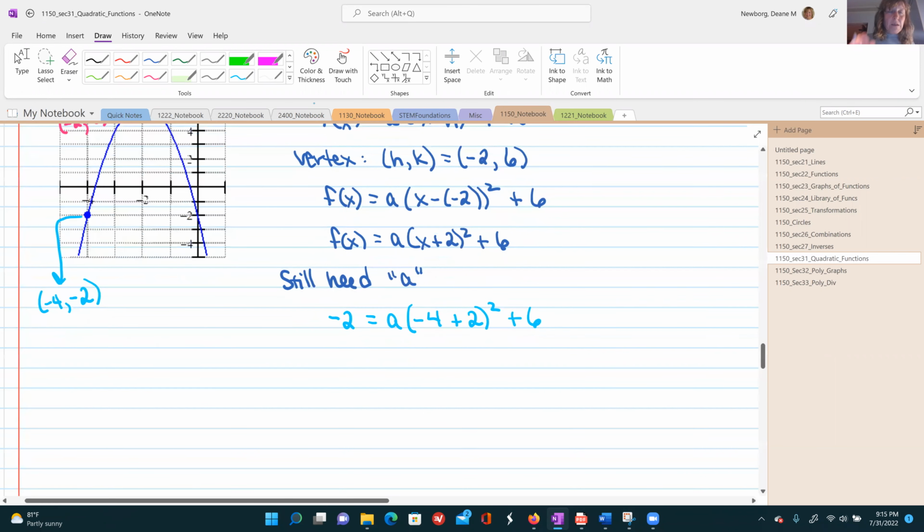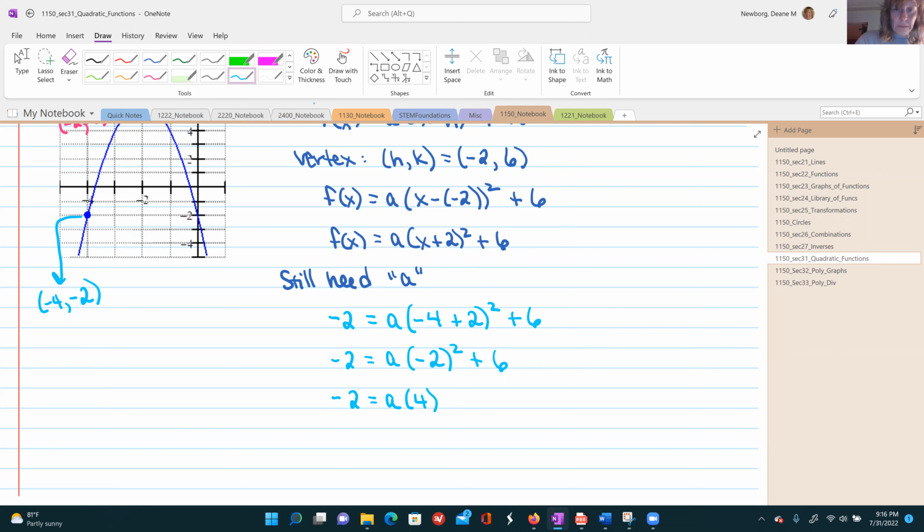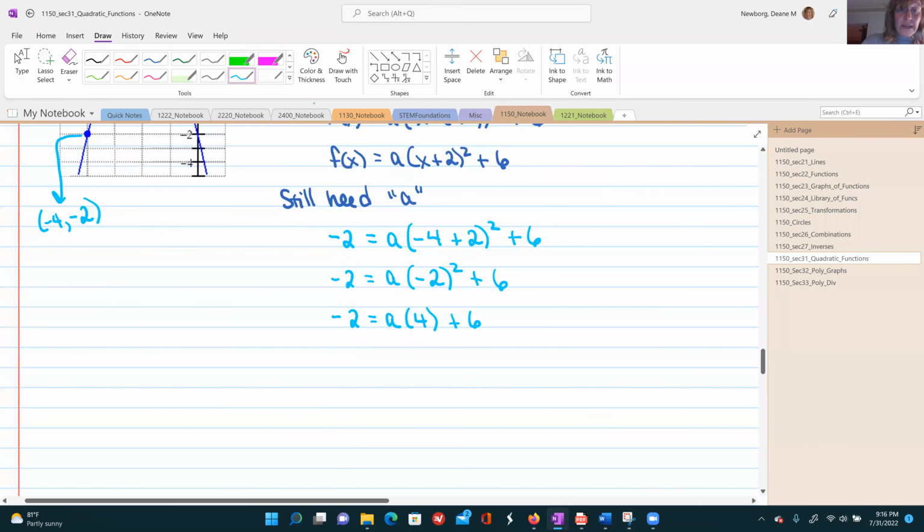Okay, order of operations: simplify inside parentheses first. So -4 plus 2 is -2. The next thing to deal with is exponents, so we'll have to square. -2 squared is +4. I'm wanting to solve for a. So now, you can do a times 4, right? There's the multiplication. So that would be 4a plus 6.